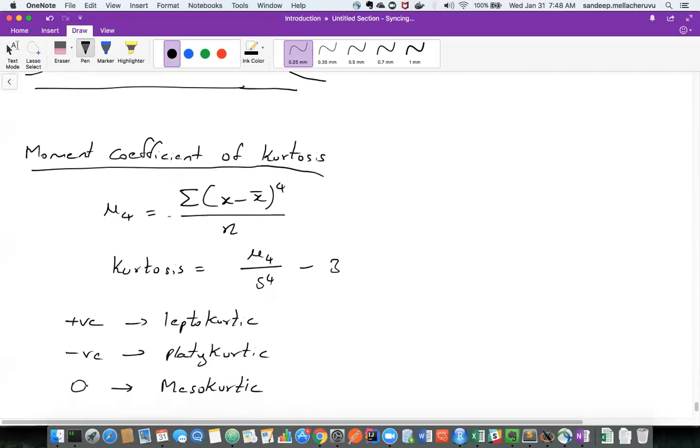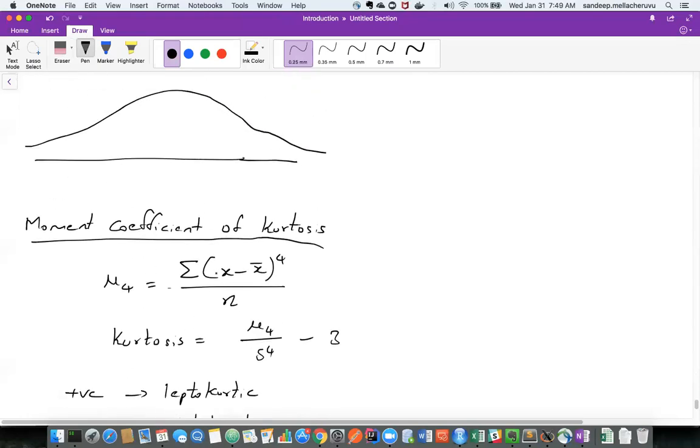So here in this mu4 formula, sigma (x minus x bar) power 4 by n, do you mean degrees of freedom, or is it number of data points? Number of data points. You can use degrees of freedom also, strictly speaking, but it doesn't make any difference because the power is 4. You're already using power 4, so it will not make any difference. Okay.